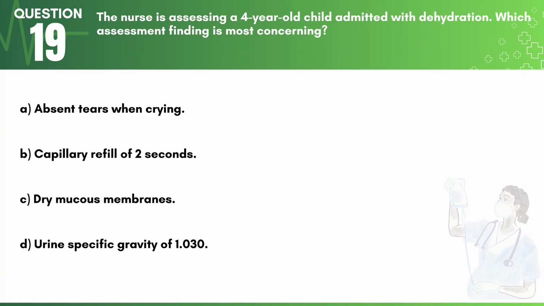Question 19. The nurse is assessing a 4-year-old child admitted with dehydration. Which assessment finding is most concerning? A. Absent tears when crying. B. Capillary refill of 2 seconds. C. Dry mucous membranes. D. Urine-specific gravity of 1.030.